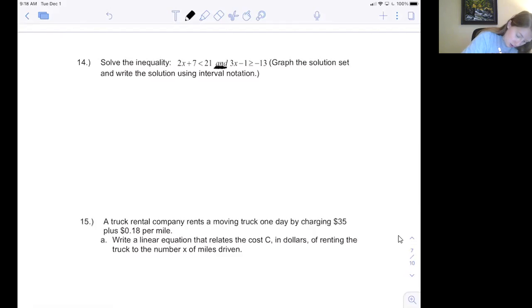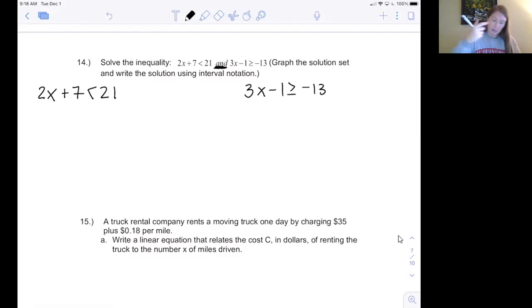So I've got 2x plus 7 is less than 21. And then I've got 3x minus 1 greater than or equal to -13. You were really good at these ones when we did that earlier. So hopefully you'll remember this and it will click.